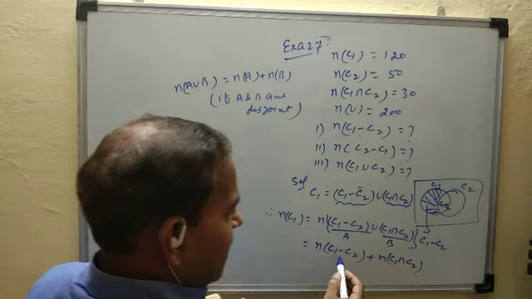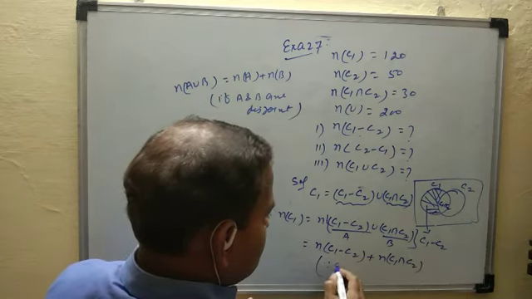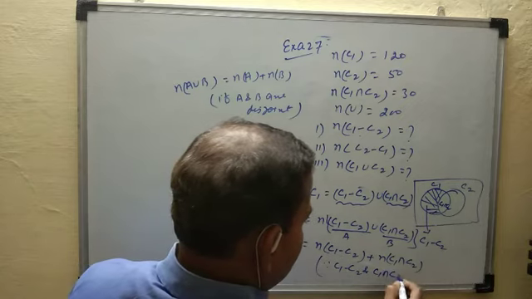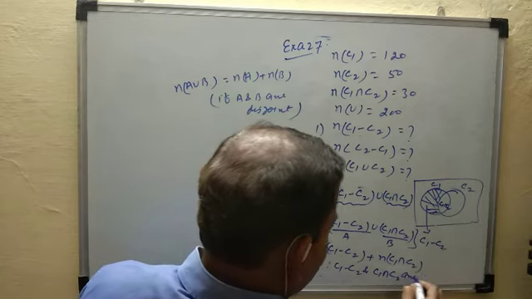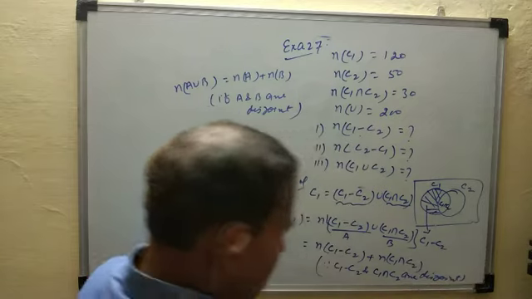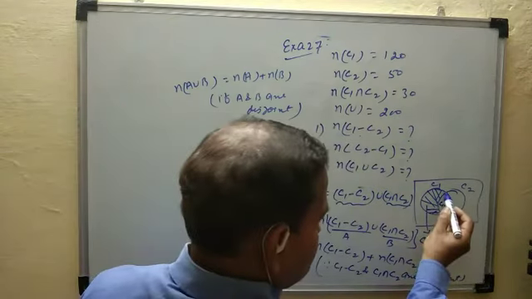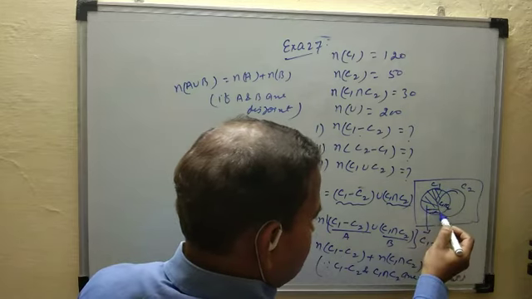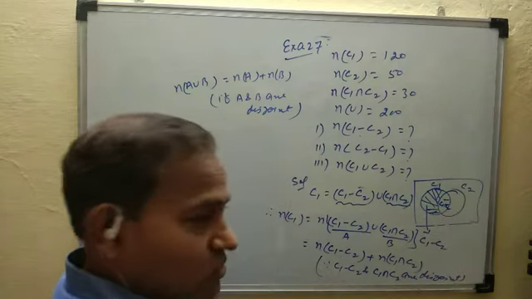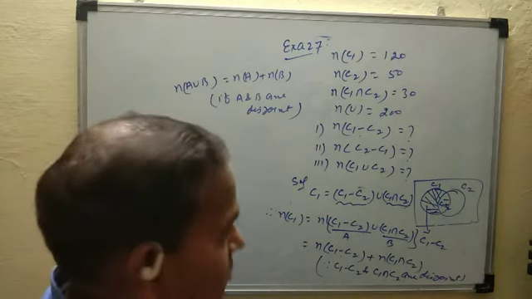So here C1 minus C2 and this set both are disjoint. Since C1 minus C2 and C1 intersection C2 are disjoint. Disjoint means having no common element, because this part is the C1 minus C2 and this one is the C1 intersection C2. So there is no common element. Now put the values.